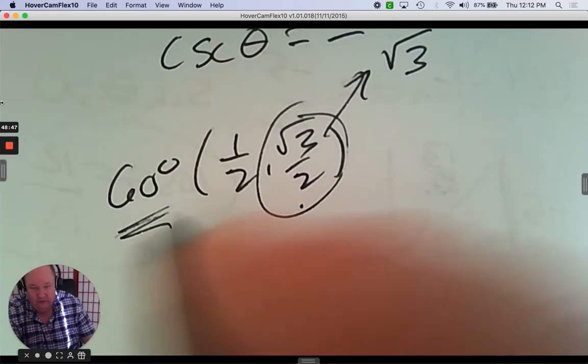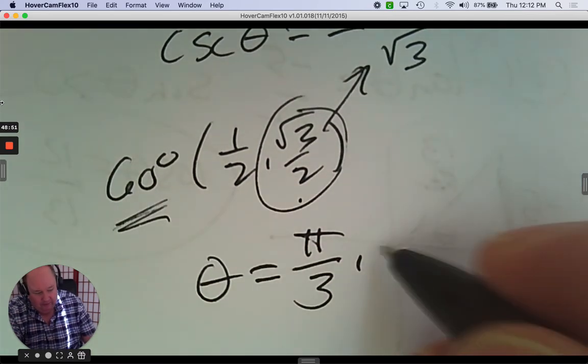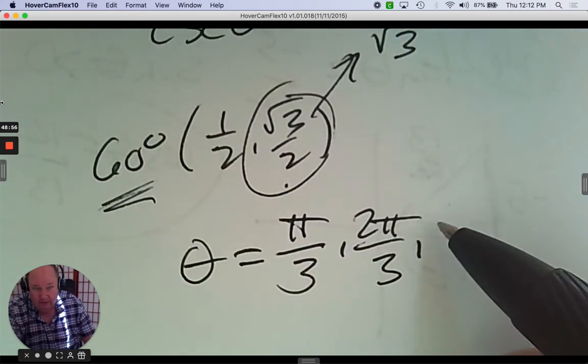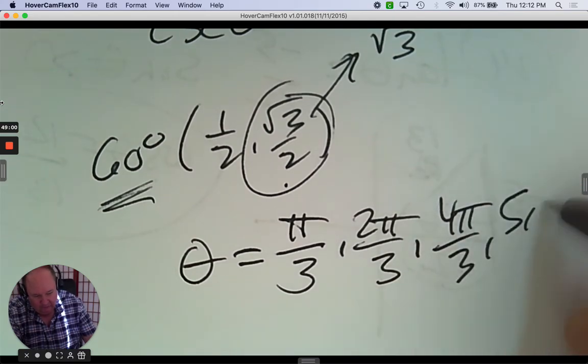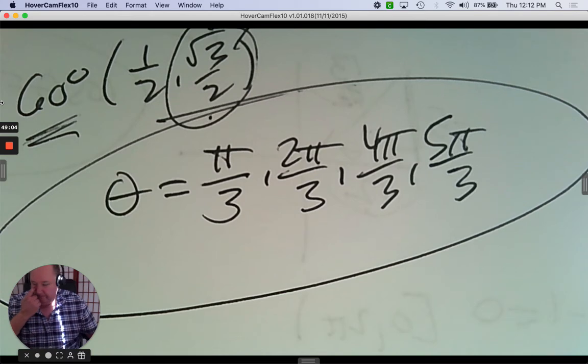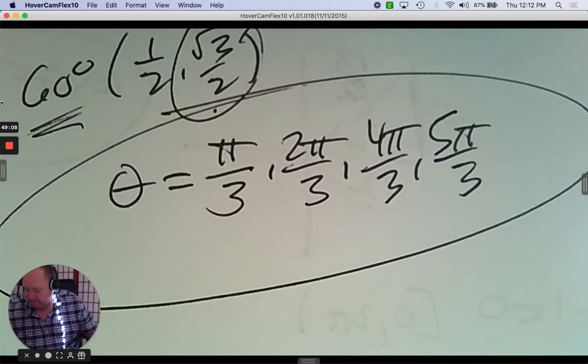So what's a 60-degree reference angle? So it's 1 pi over 3, 2 pi over 3, 3 pi over 3. That simplifies. So the next one would be 4, and the last one would be 5. And that's knowing the unit circle by memory. All right, number 27.